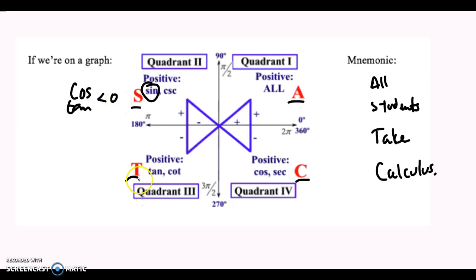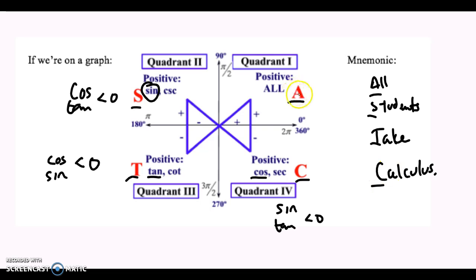For quadrant 3, the T is going to be positive, which means tangent is going to be positive. That also implies that cosine and sine are both negative. Finally, the C here in the fourth quadrant is going to mean that cosine is the only one that's positive. This does imply that sine and tangent are both negative.